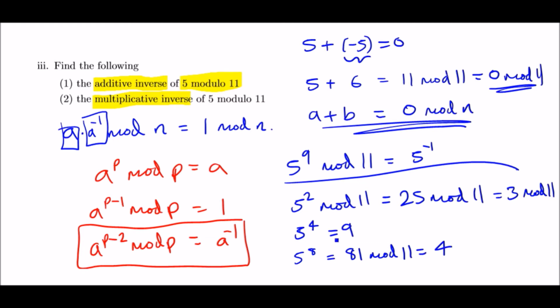So finally, to get 5 to the power 9, we can just say 5 to the power 8 times 5 to the power 1 will give us literally 4 times 5. 5 to the power 1 is 5, so 4 times 5 is 20. And 20 mod 11 is going to be 9.